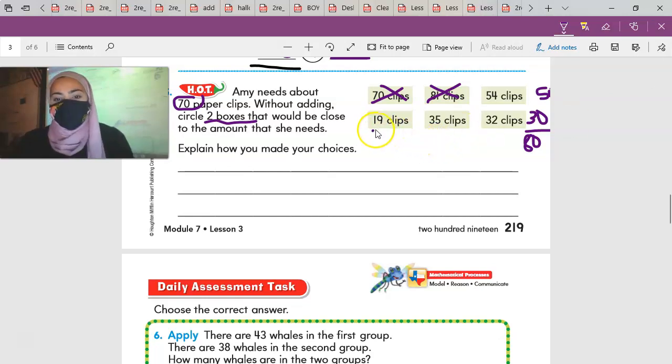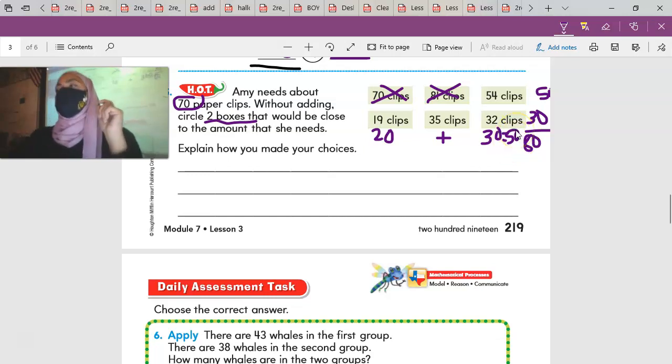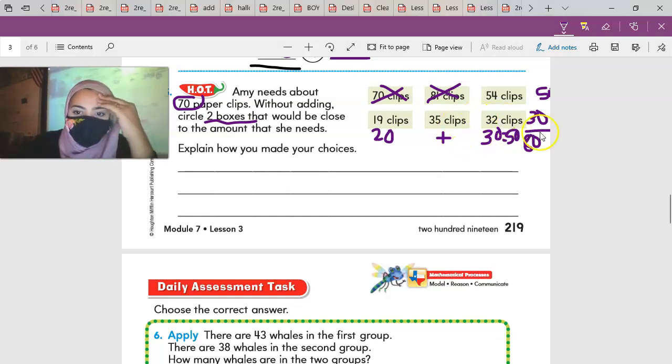Let's try another combination. Amaria, what other combination? Okay, 19 is closer to 20, and 32 is closer to 30, and 20 plus 30 is 50. Now that's too small. Let's see. What's another combination? Haney. No, it has to be one of these boxes, honey. You're adding 2 of these boxes together. Leah. 19 and 35. So 19 is closer to 20 and 35 is closer to 40 because 5 is bigger.